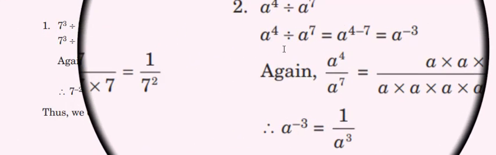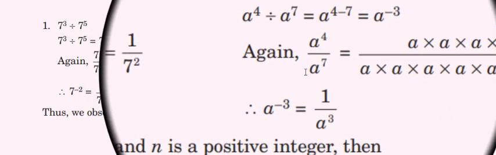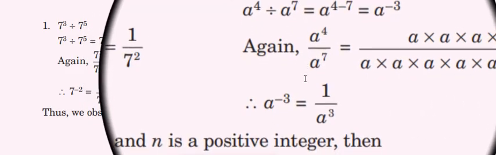Again they have taken a raised to the power of 4 divided by a raised to the power of 7. On dividing it, we are getting the exponent by using the law. I am getting the answer a raised to the power of minus 3, and on solving it by expanding it, I am getting 1 upon a cube. So I can conclude that therefore a raised to the power of minus 3 equals to 1 upon a cube.